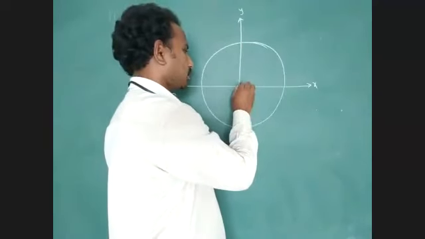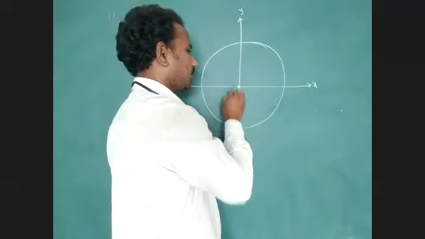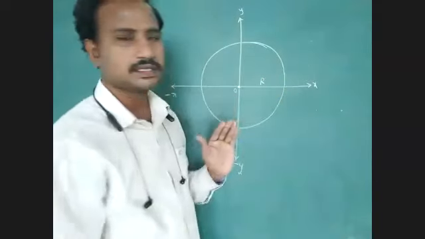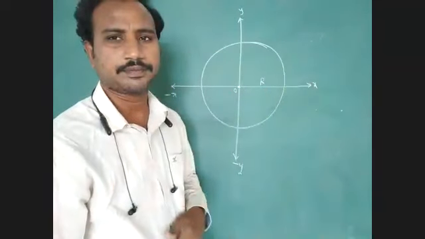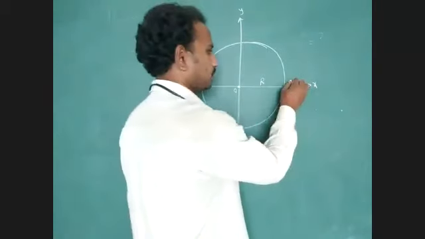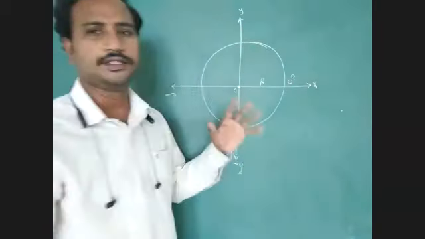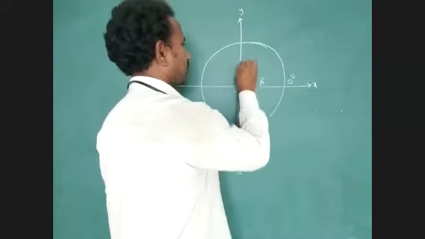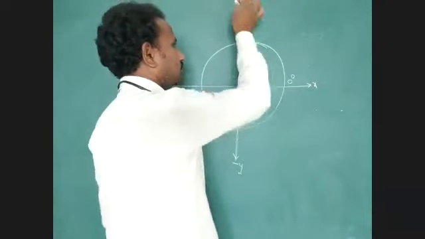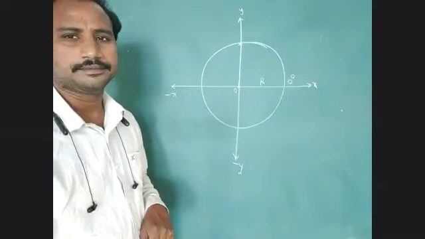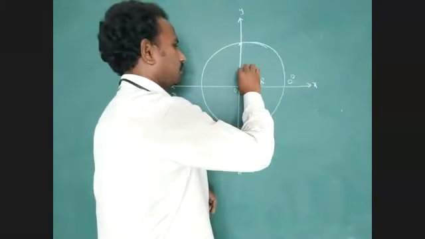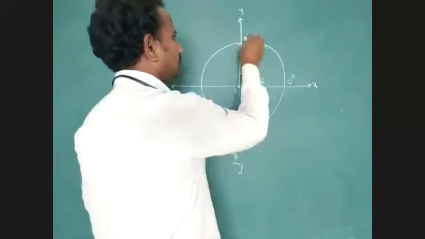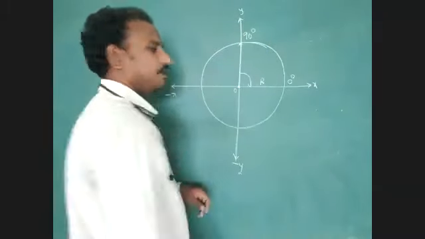Here, the radius vector, the radius of the circular path, we represent from the center to the circumference. This radius vector makes 0 degree with respect to the x-axis. Here, initial angle is 0 degree. Next, the radius vector position changes towards the positive y-axis direction. Here, the radius vector makes 90 degrees with respect to the horizontal x-axis. We have to represent that angle, 90 degrees.